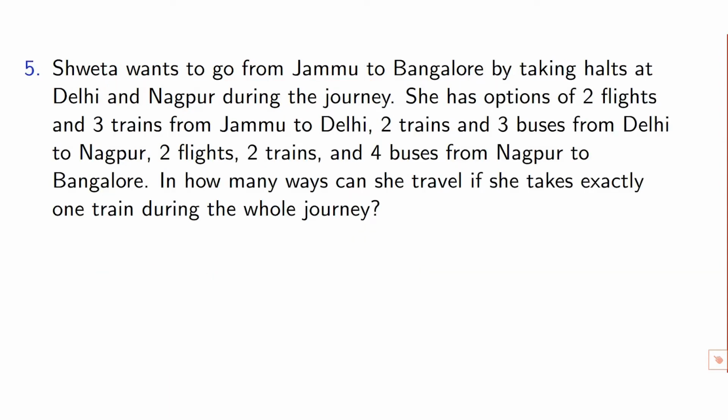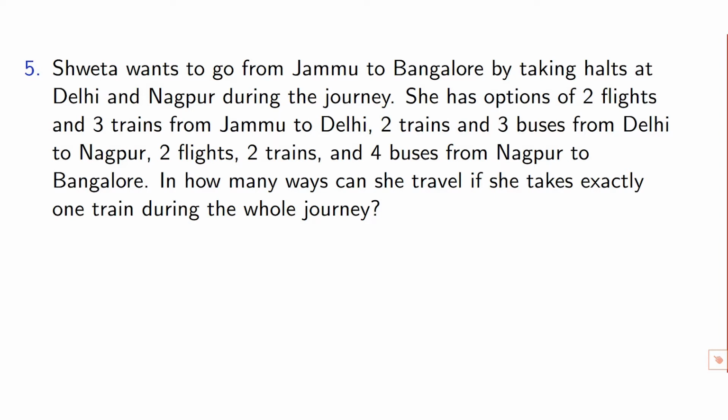Next question. Question number 5. Shweta wants to go from Jammu to Bangalore by taking halts at Delhi and Nagpur during the journey. She has options of 2 flights and 3 trains from Jammu to Delhi, 2 trains and 3 buses from Delhi to Nagpur, and 2 flights, 2 trains and 4 buses from Nagpur to Bangalore.